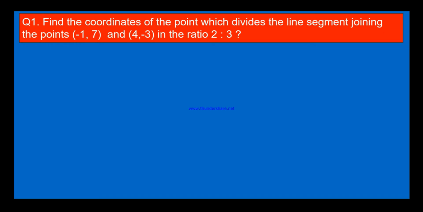I shall repeat. Find the coordinates of the point which divides the line segment joining the points (-1, 7) and (4, -3) in the ratio 2:3.